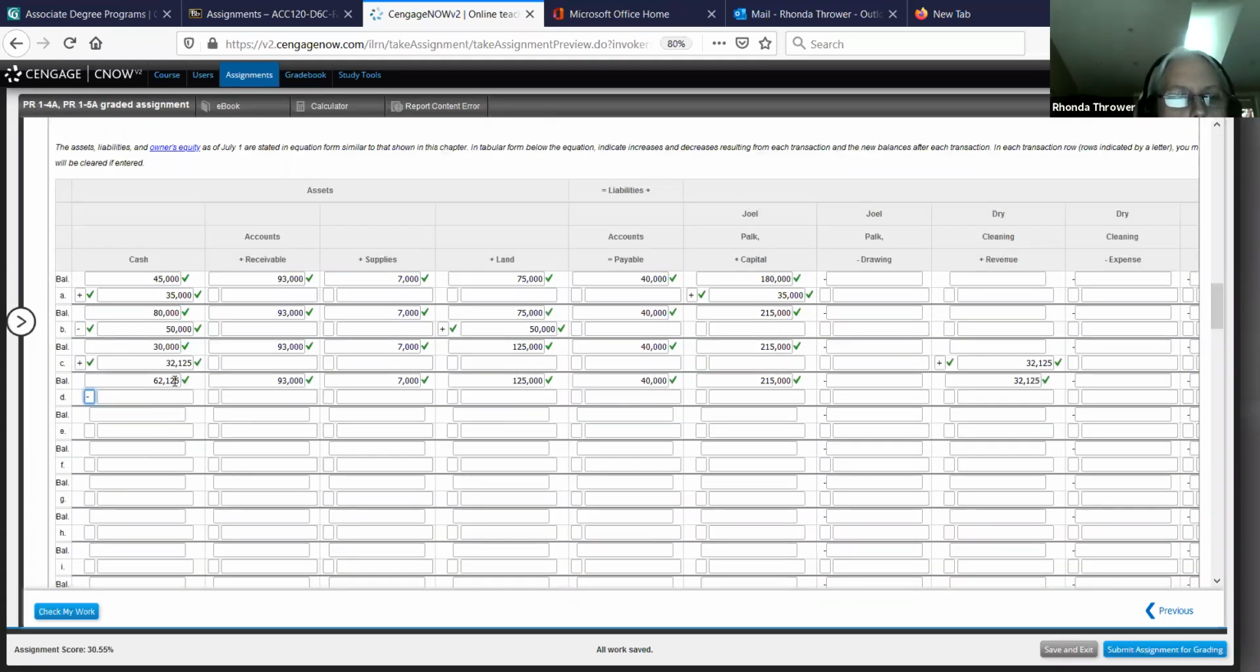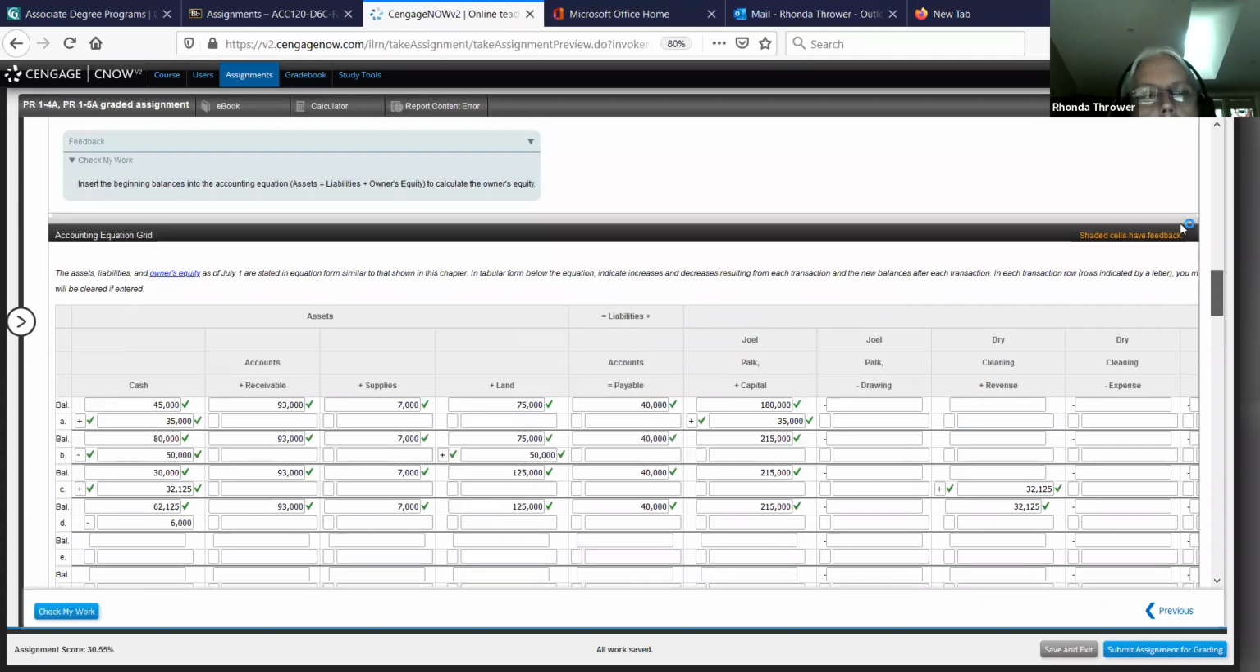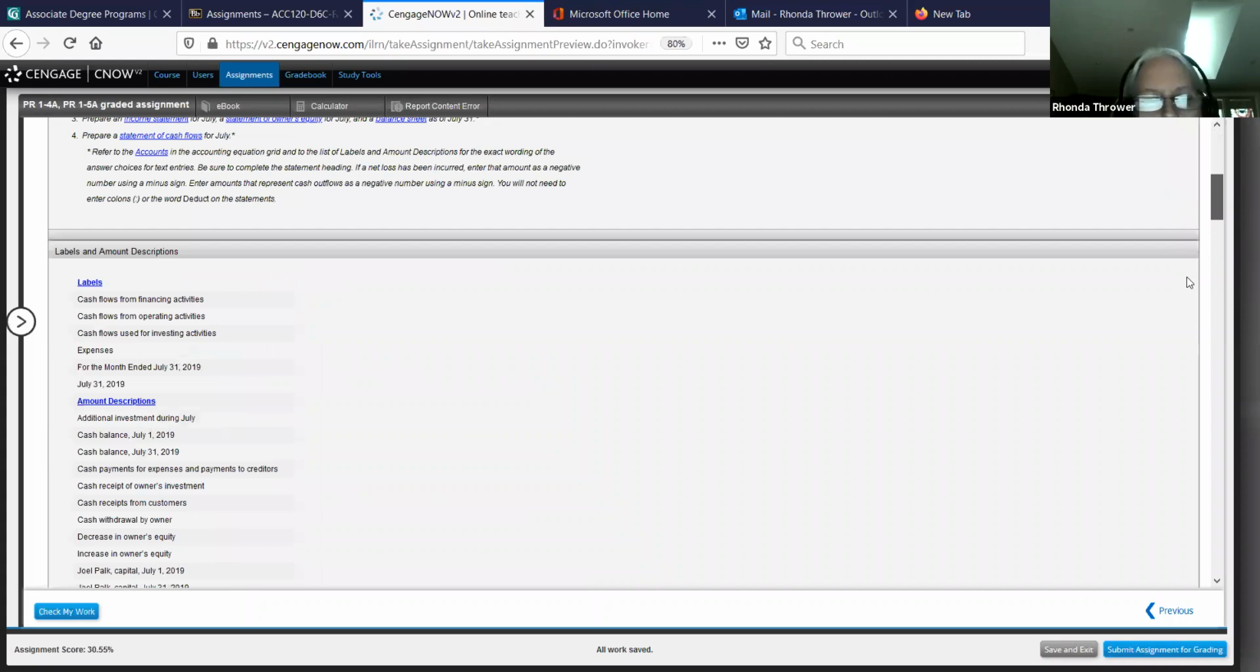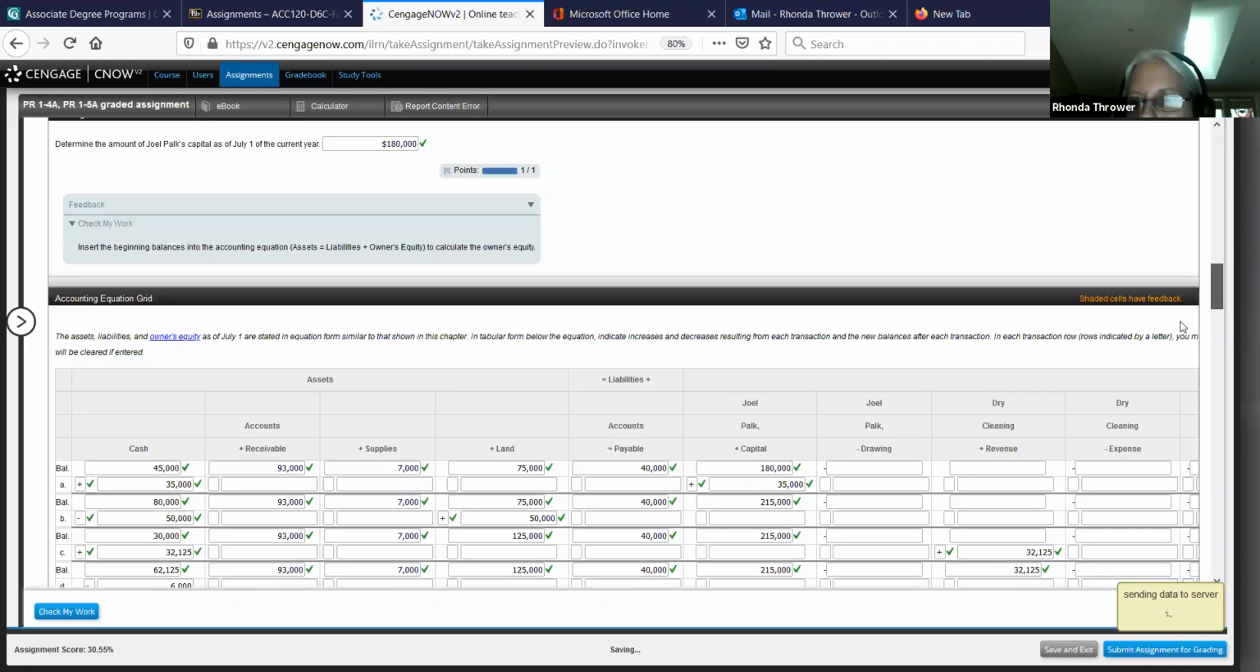Anytime you pay out any money at all, your cash is going to go down. Cash, which is an asset, is decreasing. And you paid for rent, so you need to look for your rent expense account.